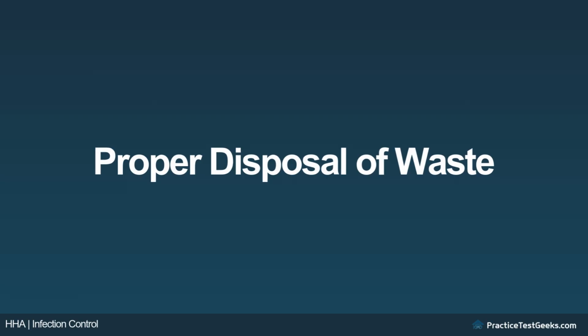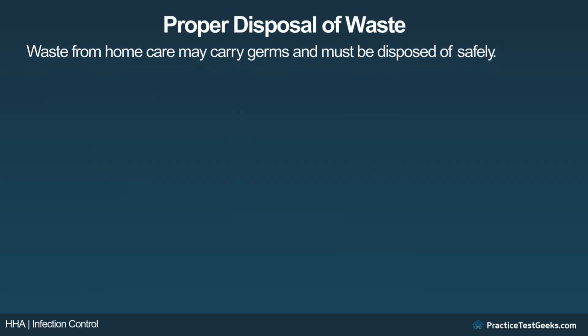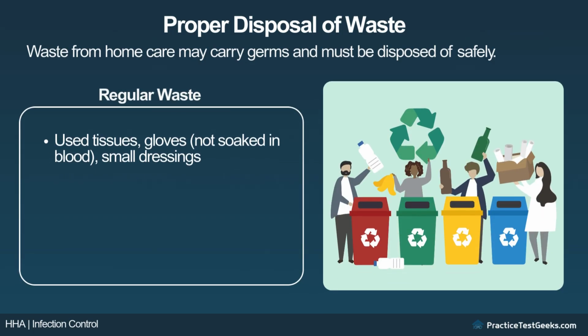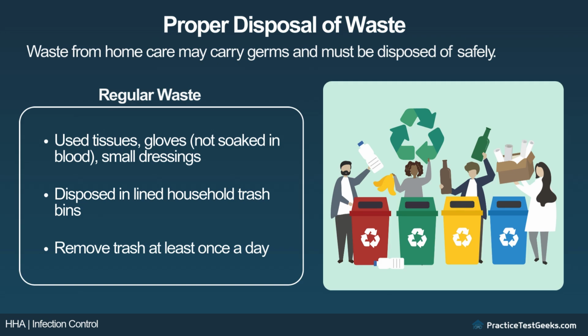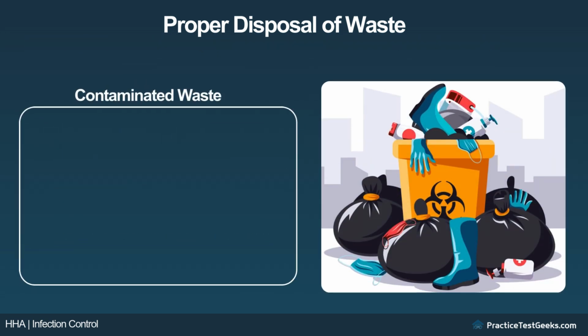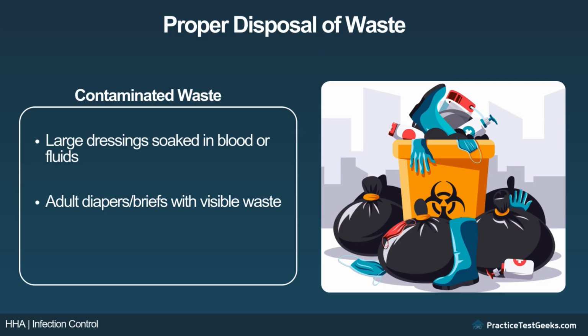Proper disposal of waste. Waste from home care may carry germs and must be disposed of safely. Regular waste, such as used tissues, gloves not soaked in blood, and small dressings, is disposed of in lined household trash bins. Remove trash at least once a day. Contaminated waste includes large dressings soaked in blood or fluids, adult diapers or briefs with visible waste, and items used on infected wounds. Use double bags if leakage is possible and dispose of in a sealed trash container. If required by agency or state, use biohazard bags.